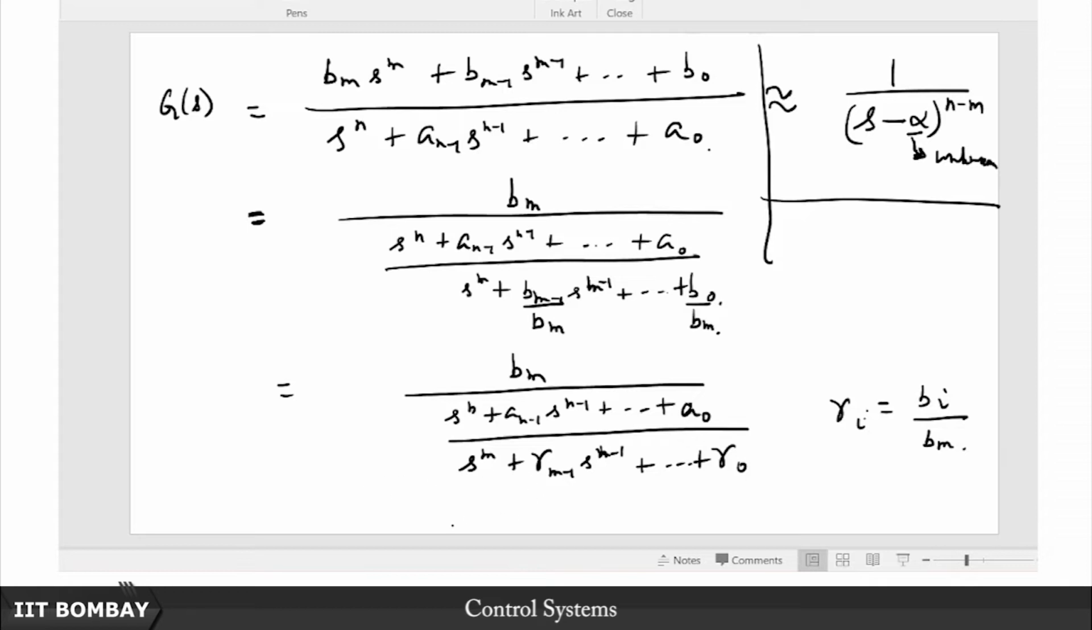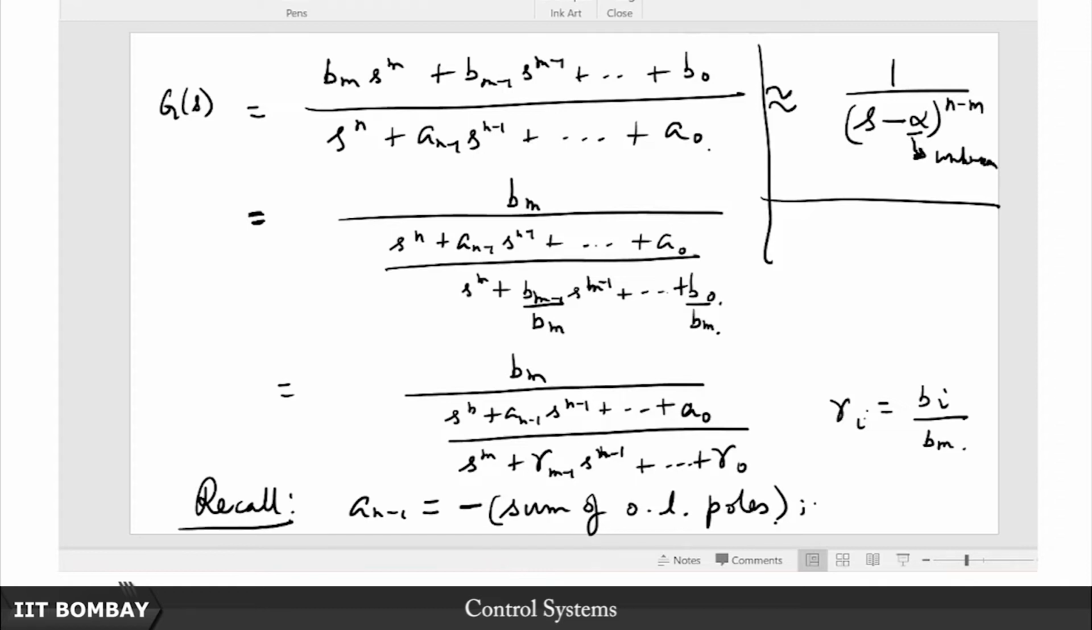Now notice that what is gamma m minus 1 and a n minus 1? Recall that a n minus 1 is equal to minus the sum of open loop poles, and gamma m minus 1 is equal to minus the sum of open loop zeros. Why? Recall in a quadratic polynomial, for instance, ax square plus bx plus c, minus b by a turned out to be the sum of the poles.